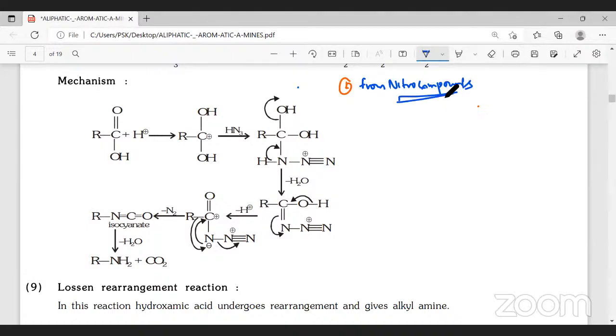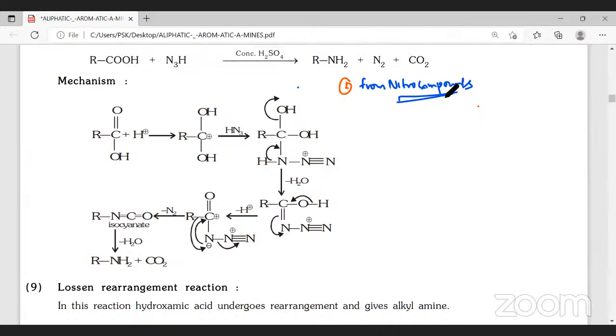Nitro compounds on reduction with tin in concentrated HCl, or tin, or lithium aluminum hydride, we get amines. Now, for an example, we will write a statement a little later. We will take an aliphatic nitro compound, CH3, CH2, NO2. This is nitroethane. This is a nitro compound.